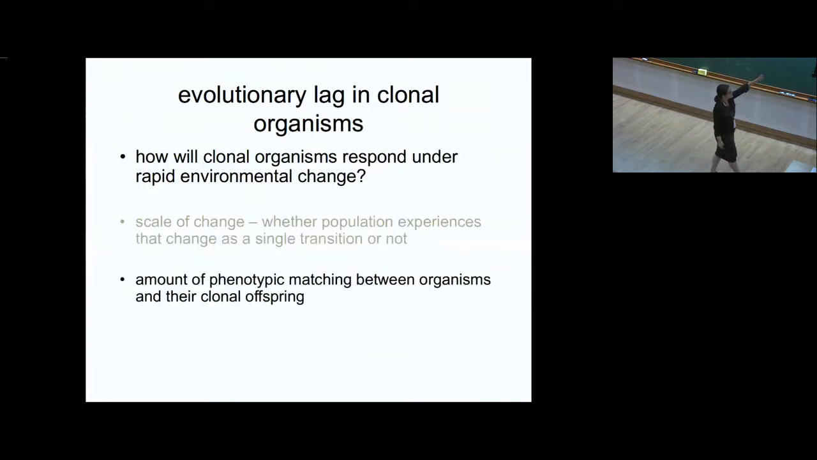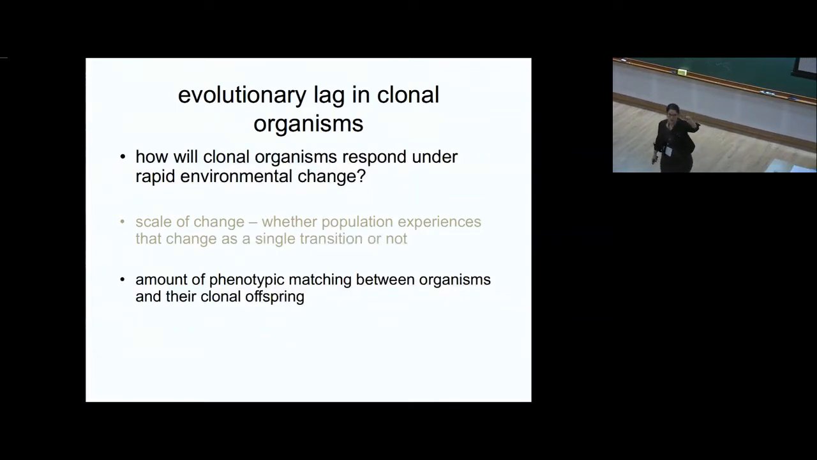This is rho, basically, the amount of phenotypic matching between organisms and their clonal offspring. That's going to depend on sort of two things. One thing that we didn't consider very much in the simulations, although it came out in the analytical work, is how much dominance and epistatic interactions affect this phenotype. If they affect it a lot, rho can be rather high.